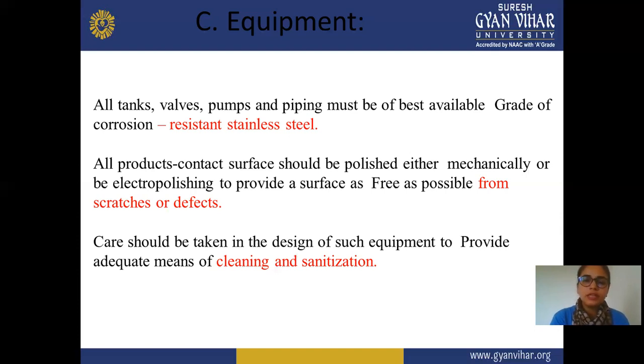Otherwise, use good quality material, and all product contact surfaces should be polished either mechanically or by electropolishing to provide a surface as free as possible from scratches and defects. Means for a good quality product or a good surface, you polish these materials, walls, or tanks with some polishing agents. These are the two methods that you use for polishing. One is mechanical polishing and the second is electropolishing.